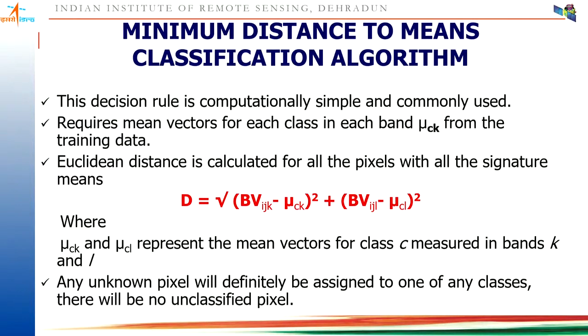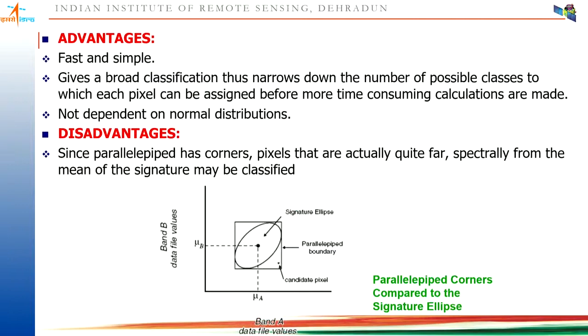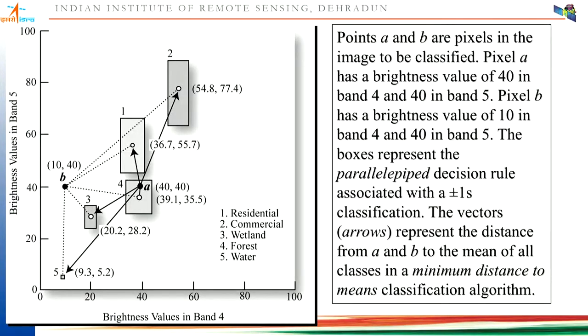The next algorithm is minimum distance to means classification algorithm. As the name itself suggests, it is a very simple classification, minimum distance to mean. So what it has to do is, I will go to the same example here. Now we have plotted the mean of class 1, 2, 3, 4 and 5, and we have two unknown pixels, pixel A and pixel B. Now what your algorithm will do, minimum distance to means algorithm, it will calculate Euclidean distance of pixel A with mean of class 1, class 2, class 3, class 4, class 5.